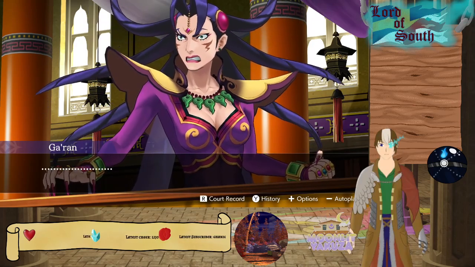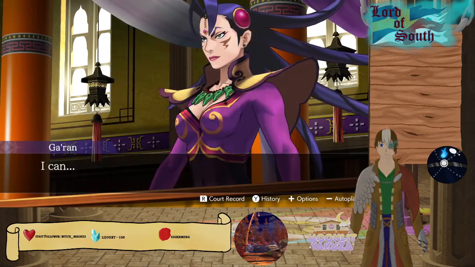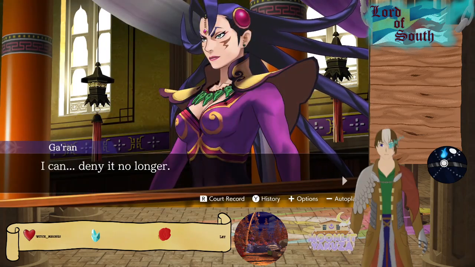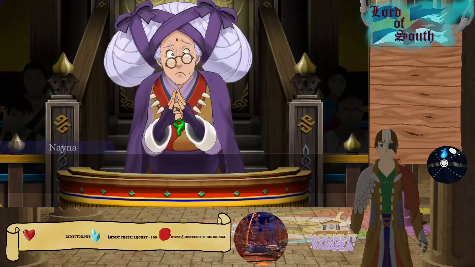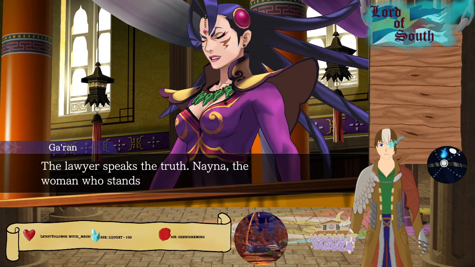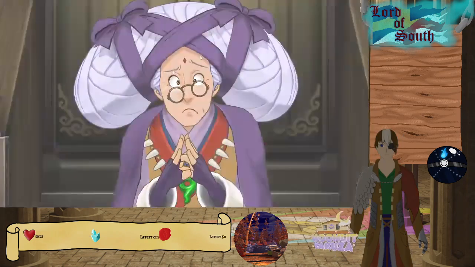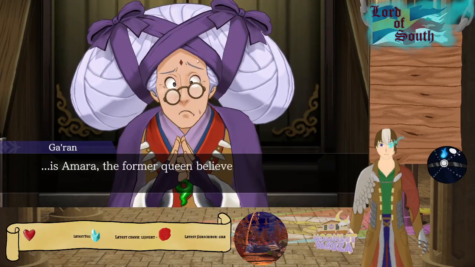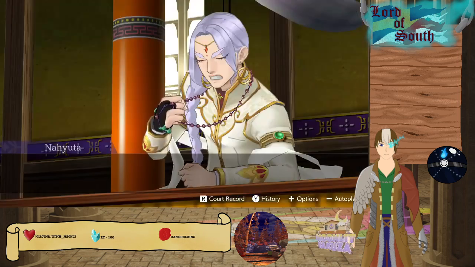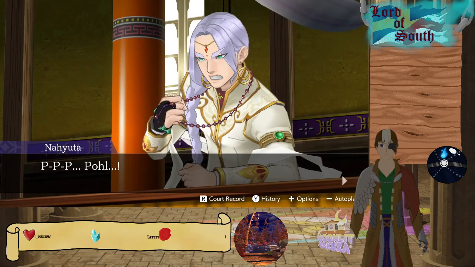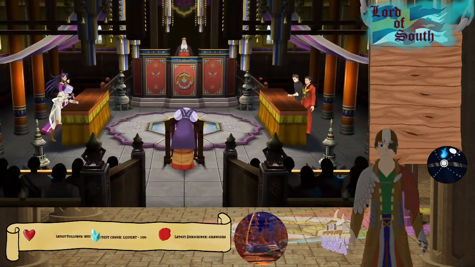Edith's just gonna say something like, I do not wish to. But she seemed to actually be like, oh, fuck. I can deny it no longer. The lawyer speaks the truth. Nina, the woman who stands here before us, is Amara, the former queen, believed to have perished 23 years ago. He can't even say it! Don't swear in front of your mother.